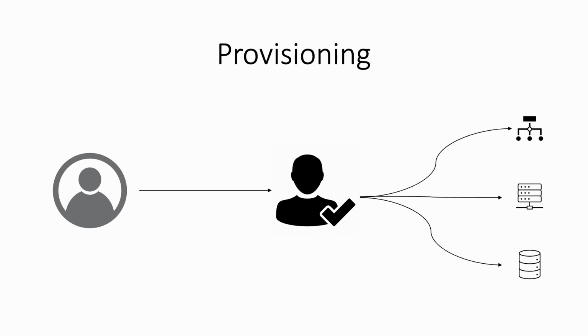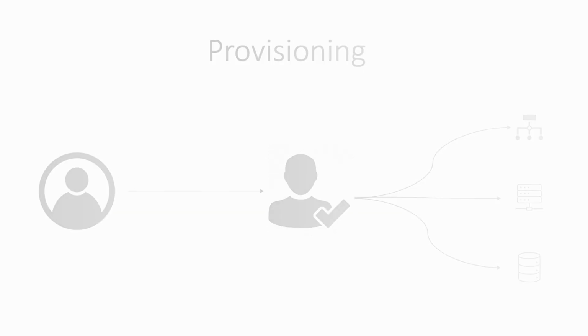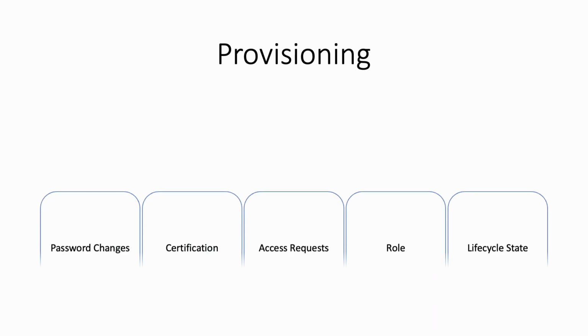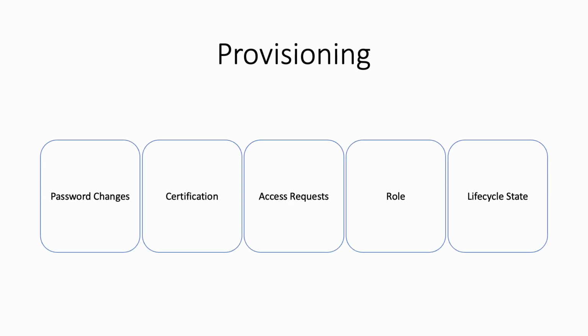Provisioning. It is the process of creating, updating, or removing user accounts, entitlements, and access rights in the systems and applications. It automates the assignment of permissions based on user role or changes in the organization. There are several ways a provisioning event can be generated: password changes, certification, access request, role, and lifecycle state.